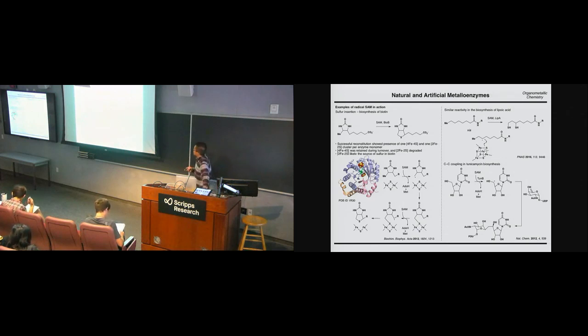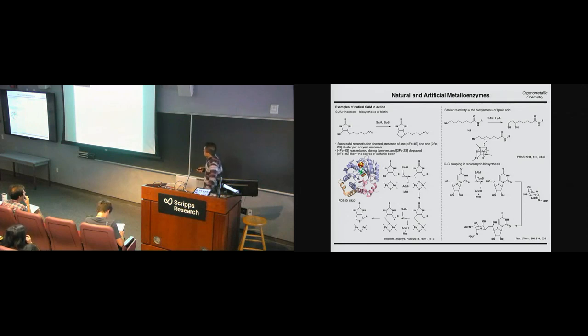The same type of reaction can also be observed in the biosynthesis of lipoic acid, where this paper here actually has some pretty cool crystallographic evidence that this reaction is happening. So they were able to trap several intermediates within this reaction.